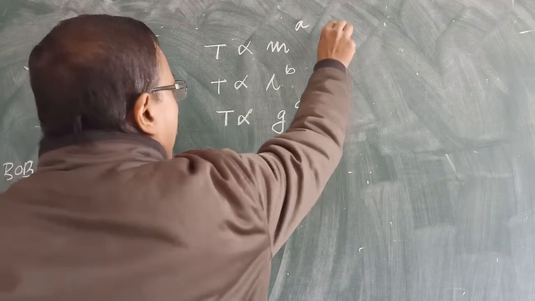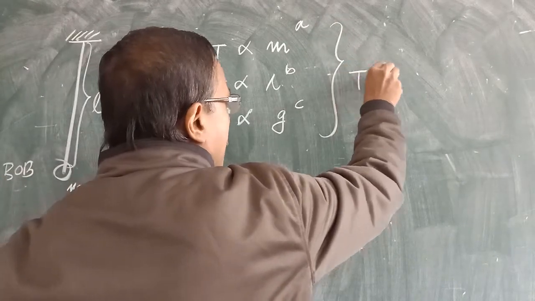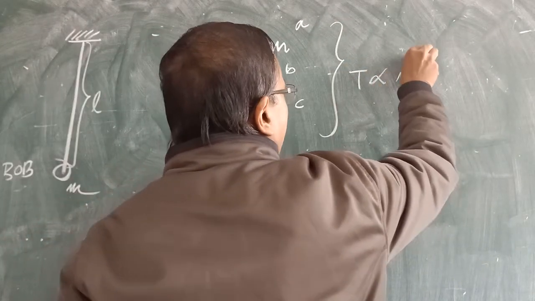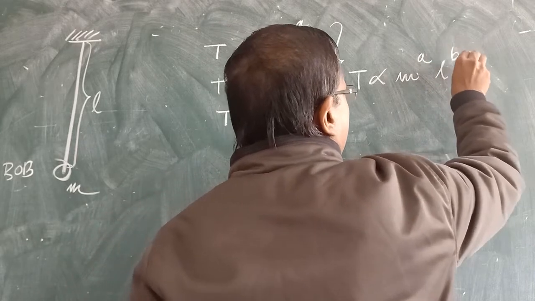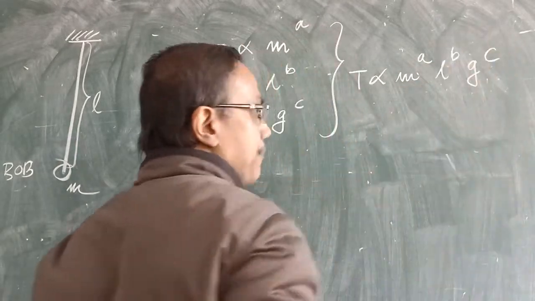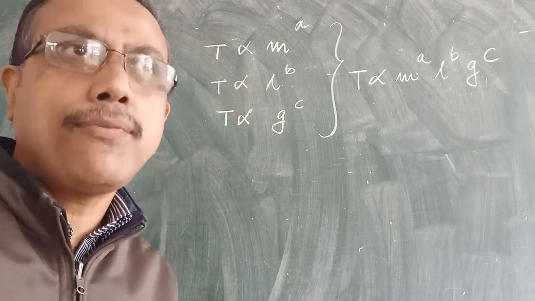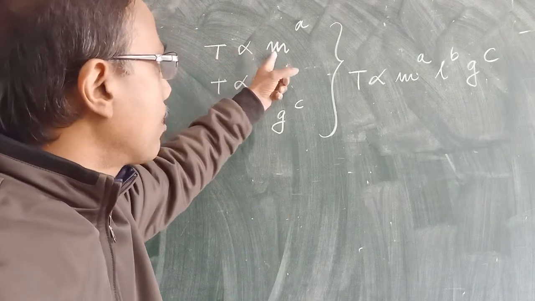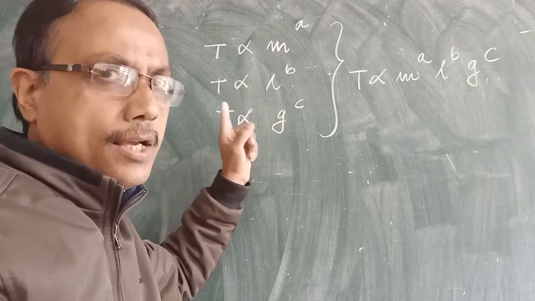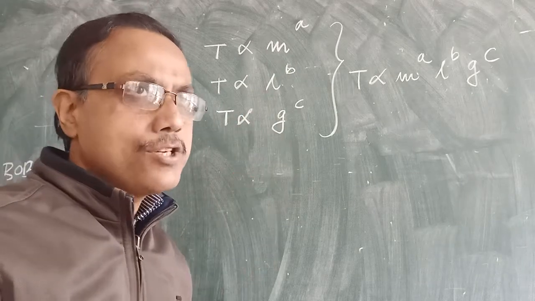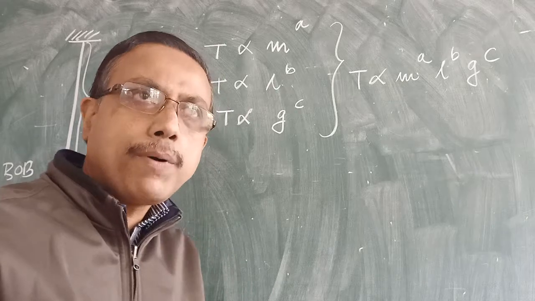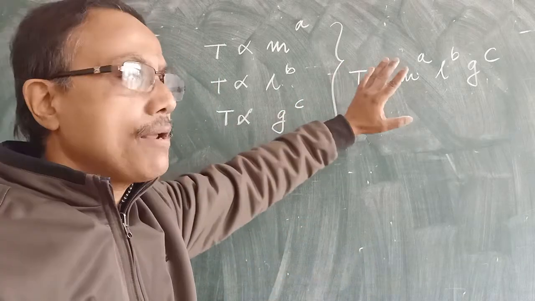Okay, so we can put them together like this. We can write T is proportional to m to the power a, L to the power b and g to the power c. So this is the initial relationship that we have established from the fact that the time period depends on mass, length and the acceleration due to gravity. They can be written like that. So the first job is to establish a primary relationship.